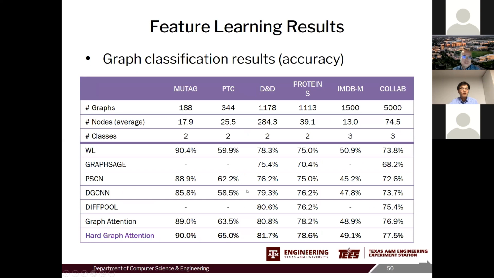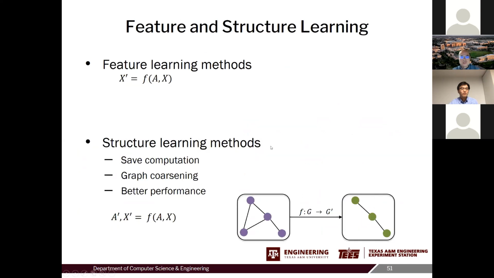Also, this is the result of graph classification. So basically, you have a label for the entire graph. This is the result of all the prior methods, and this is the result of the graph hard attention. You can see that by using hard attention, you can not only improve the prediction accuracy, but you can also improve the interpretability, because each node only attends to a subset of the neighbors.